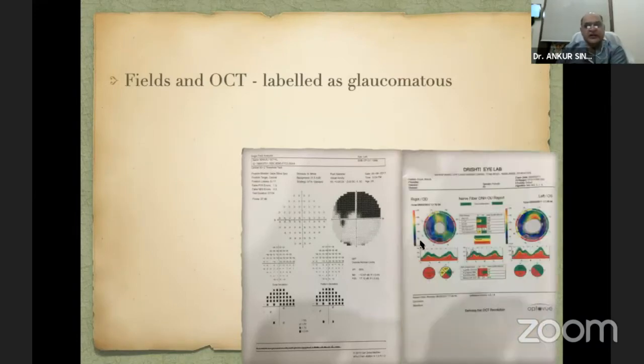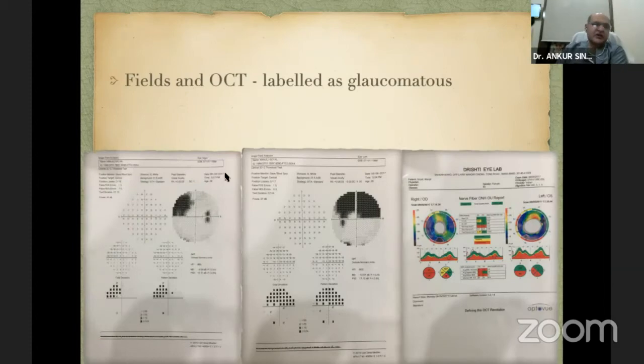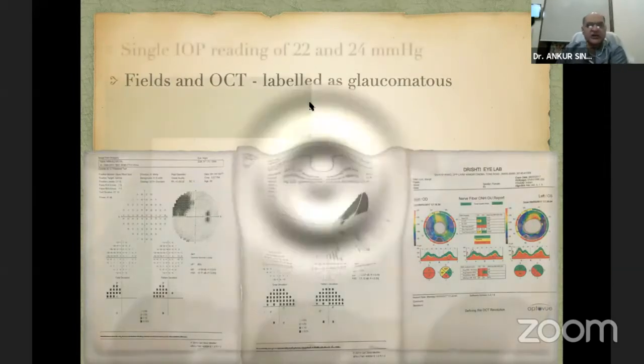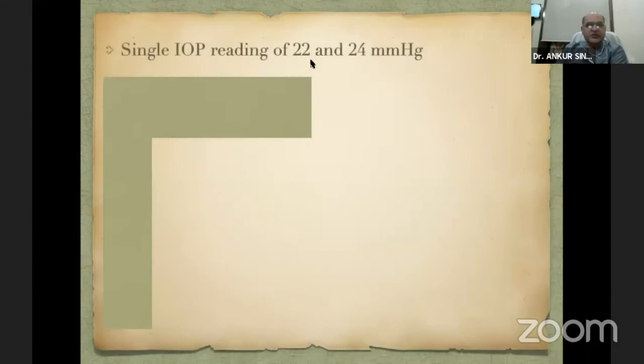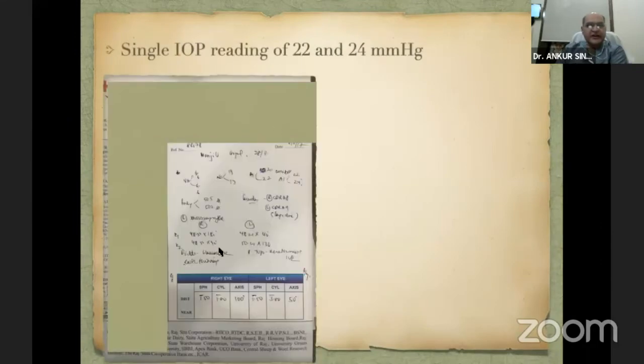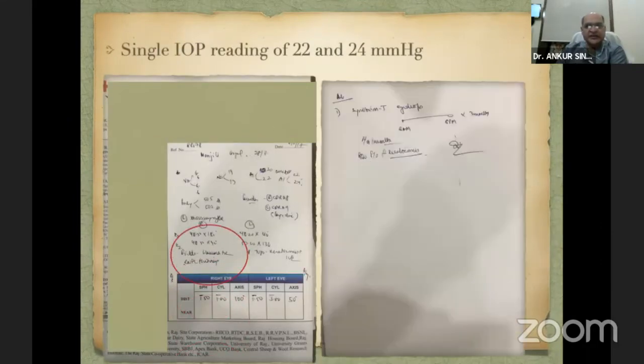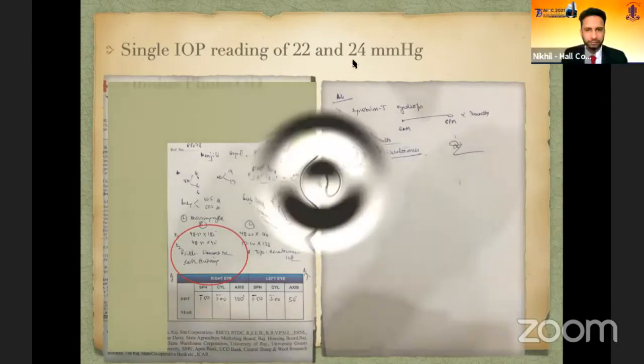And this was the OCT when the patient had come to us. The OCT shows very large discs and abnormal nerve fiber layer. And this is the other visual field defect which I could see, which is not typical of glaucoma. And this was the IOP, which was 22 and 24, recorded there, and she was started on anti-glaucoma medications. Cosopt was started here.